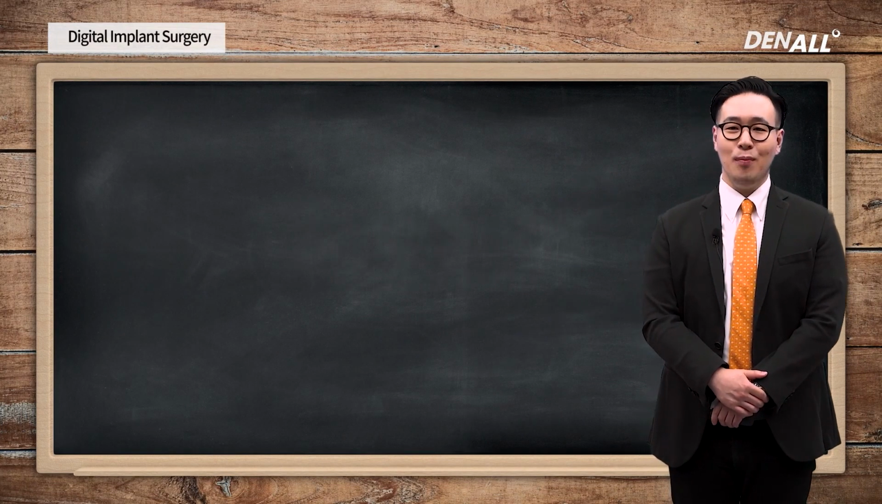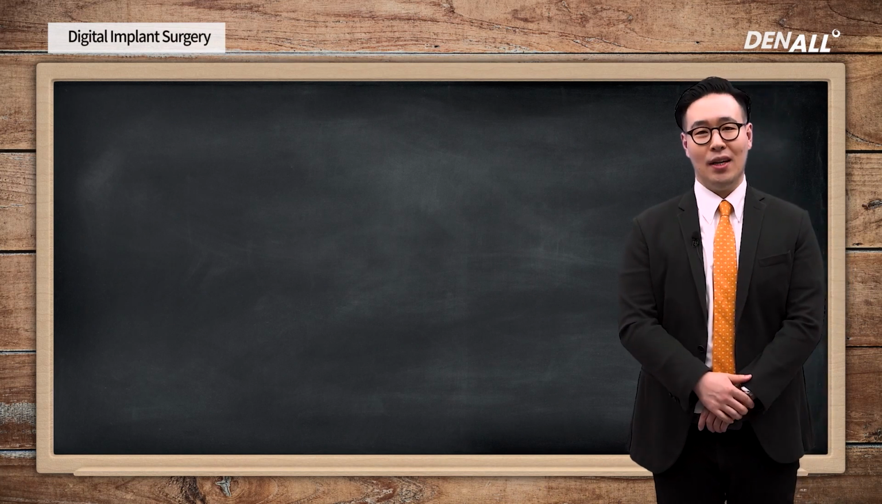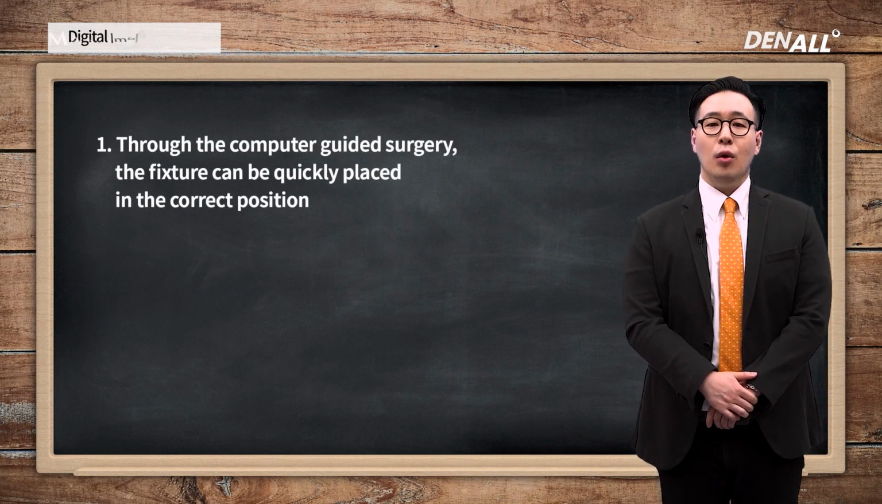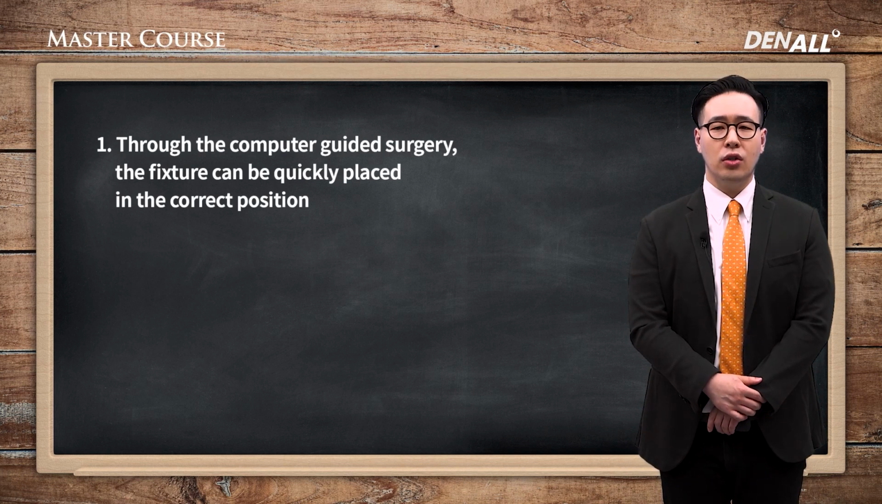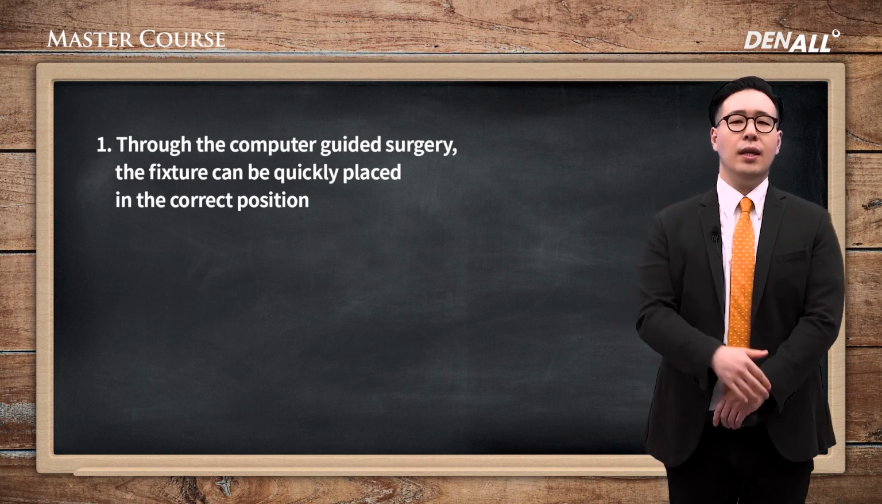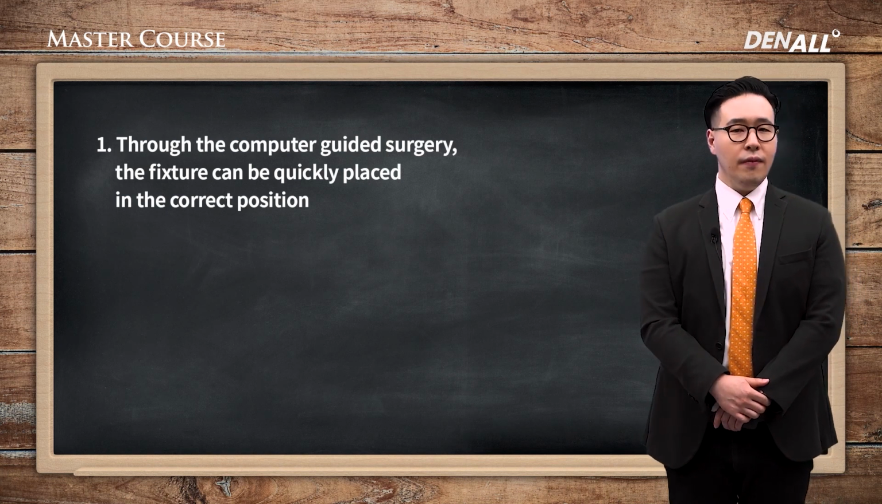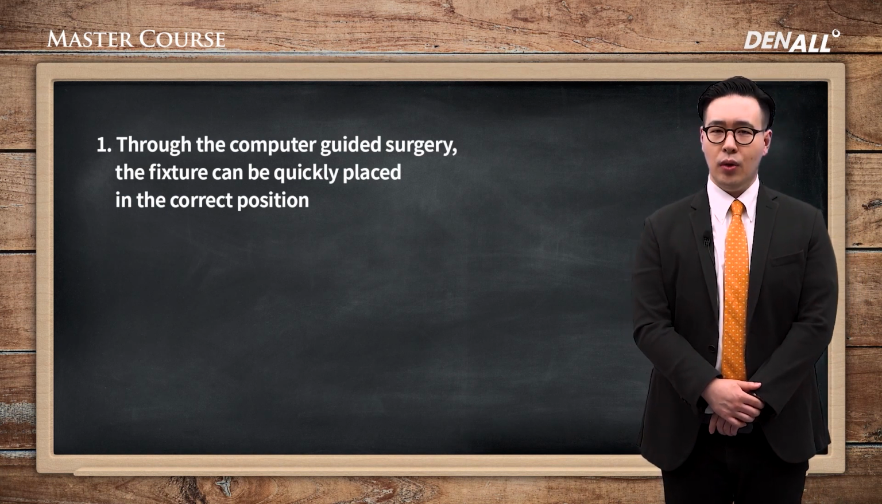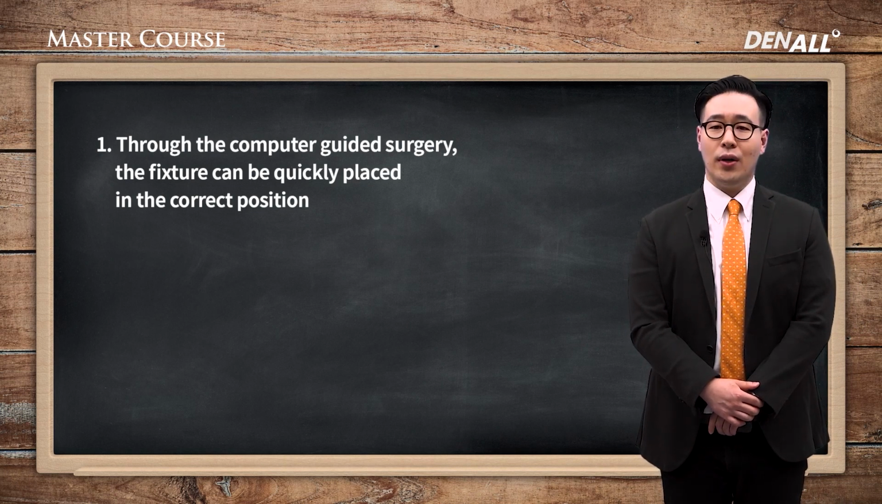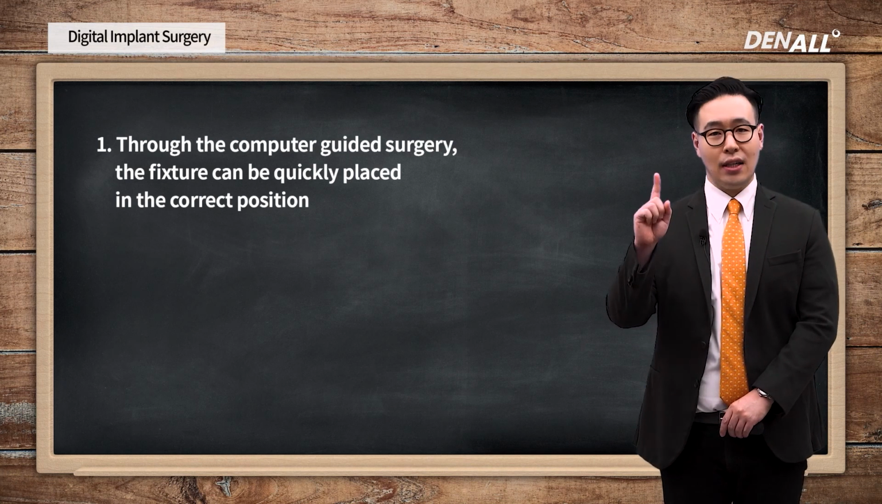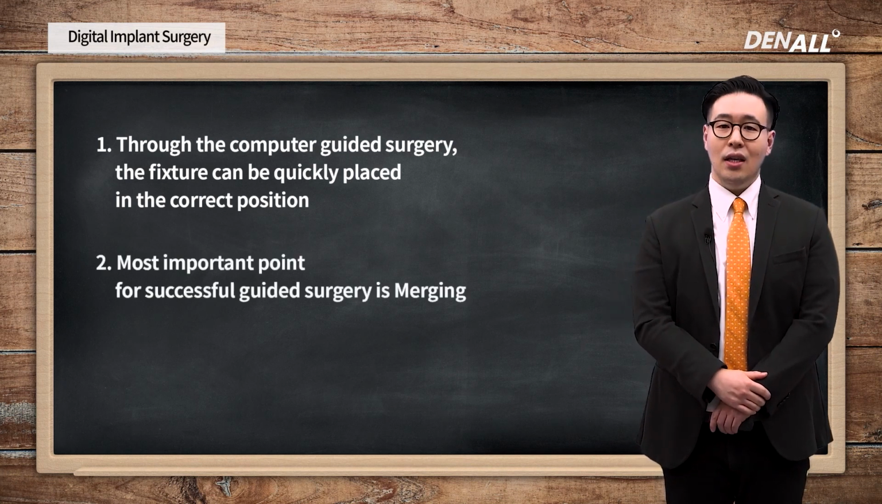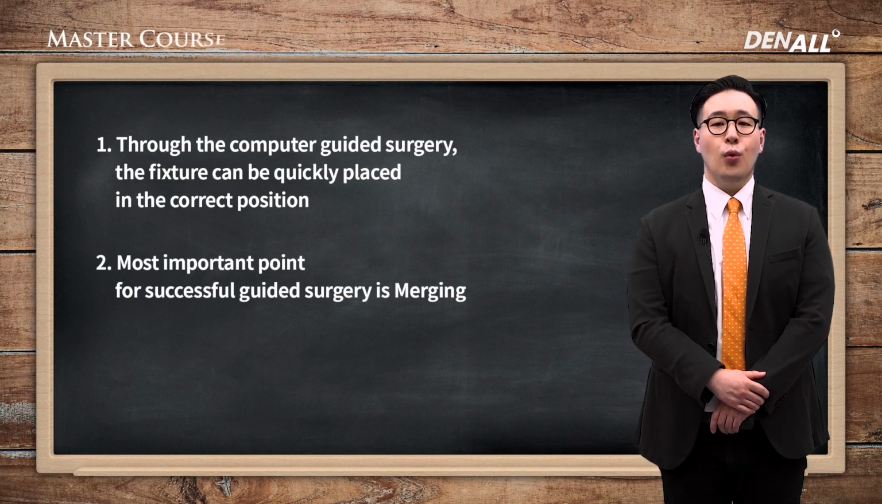Let me summarize the digital implant surgery. First, through computer-guided surgery, more information can be considered to position the implants. In those positions, implants can be placed accurately. When you do conventional surgery, a lot of skill and experience is required. Using the guided template, beginners can achieve good results, as good as or even better results more quickly. That's the advantage. Secondly, for an accurate outcome, merging of undistorted data is very important.